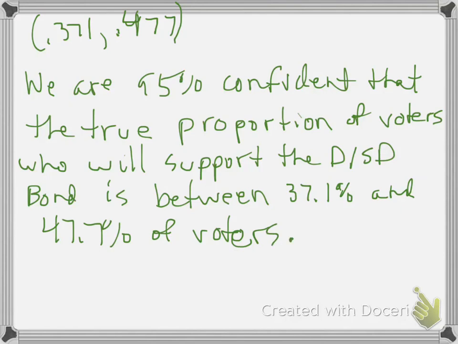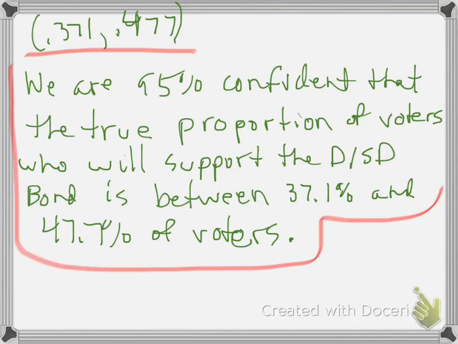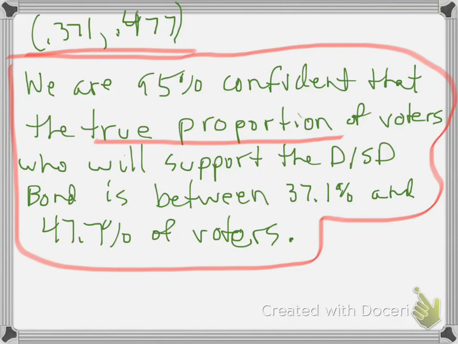You can't just write this like, if you just write it like this, you will only get partial credit. Okay? So we need to write something that interprets it, and we're 95% confident that the true proportion is somewhere between 37 and 48%.